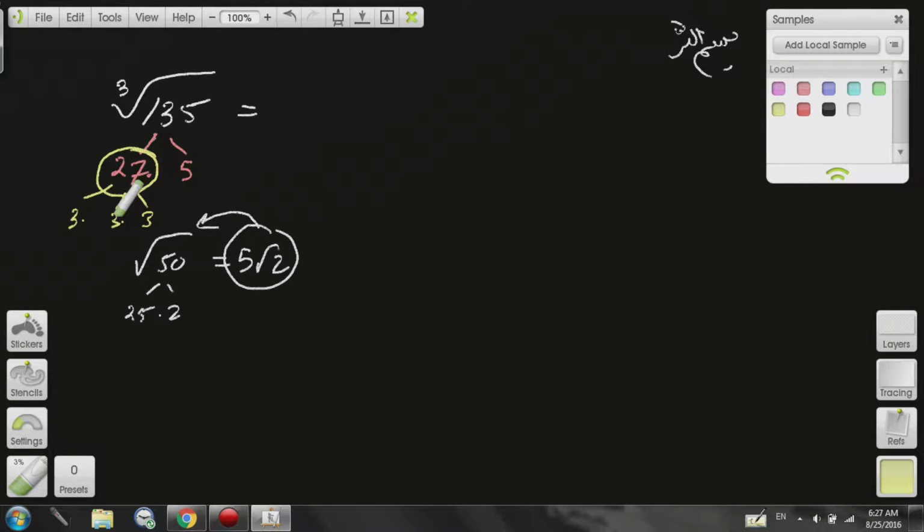Now, the cube root of 27 is 3. 3 times 3 is 9, 9 times 3 is 27. So the cube root of 27 is 3. So you can bring this out as a 3, and what's left over inside is the 5. So this is how you simplify expressions like that.